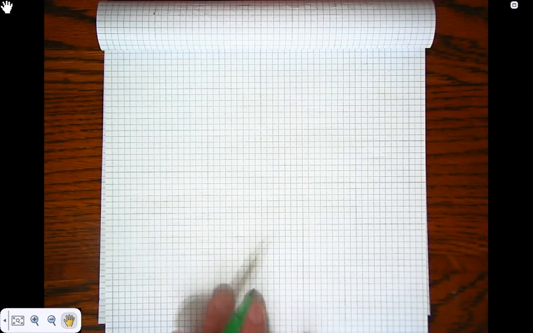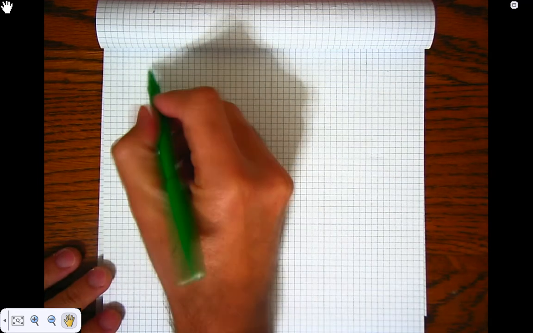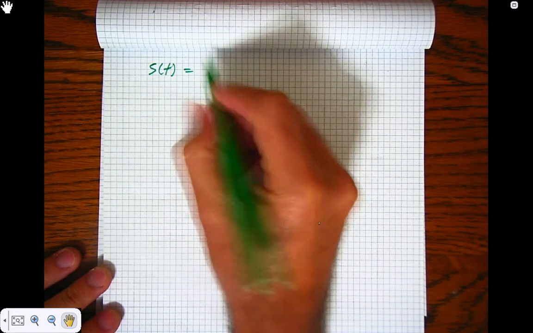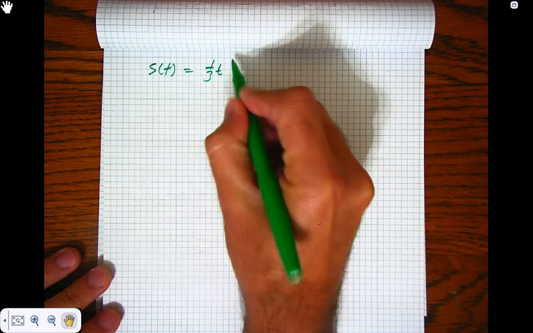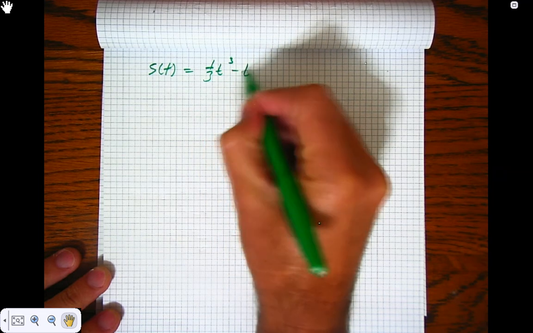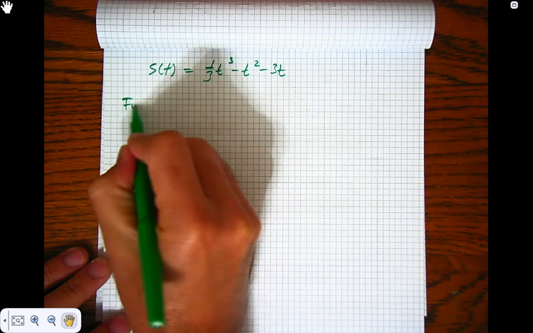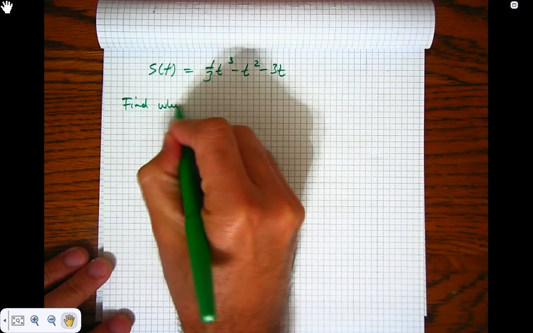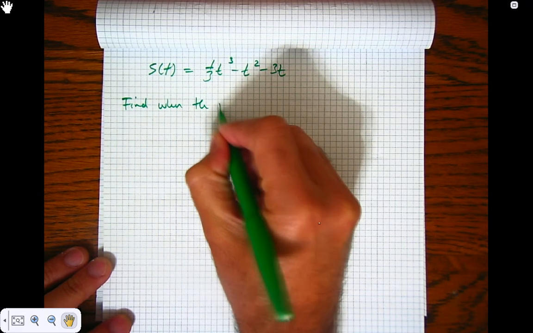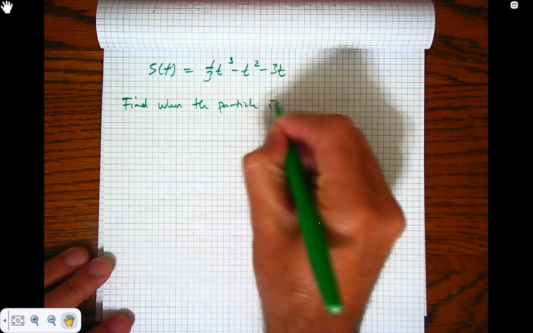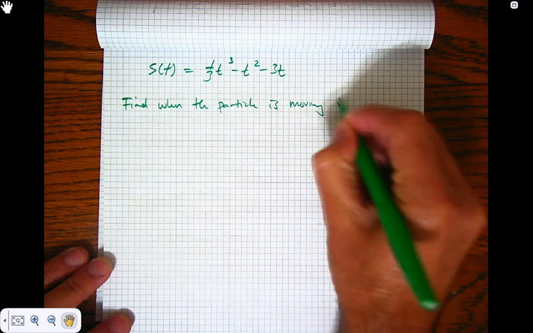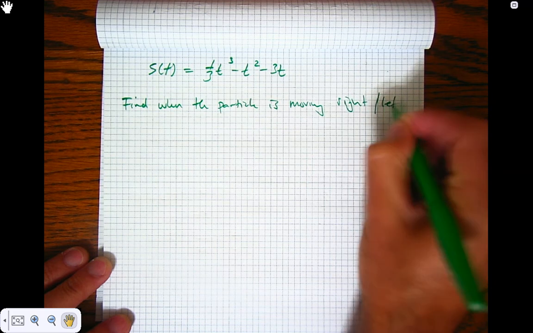I wanted to do one additional question that was not on the test review that I think will help you on one of the questions on the test. That's a free response question. Given a position function of 1/3 t cubed minus t squared minus 3t, I want you guys to find when the particle is moving right and left.